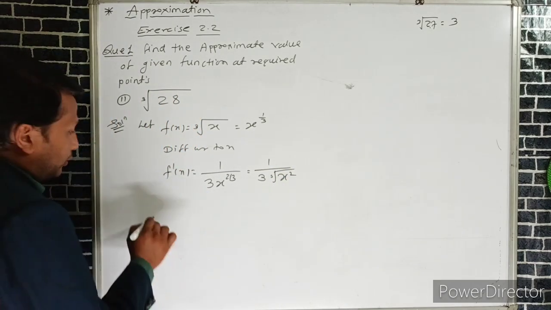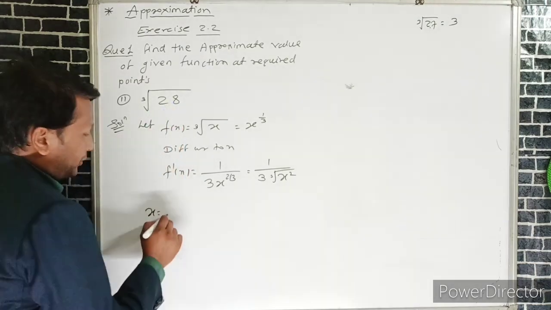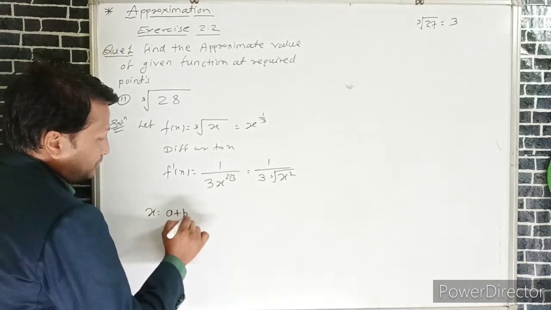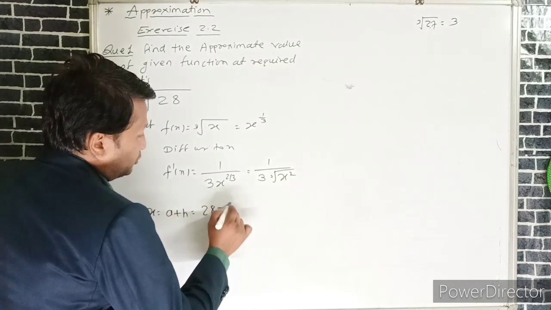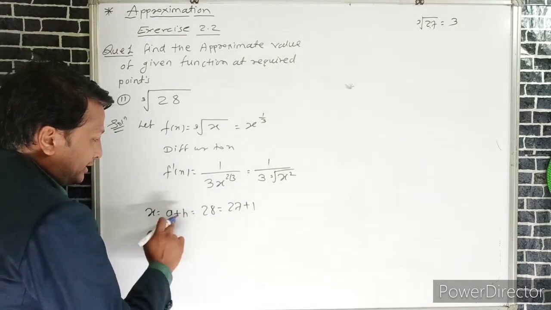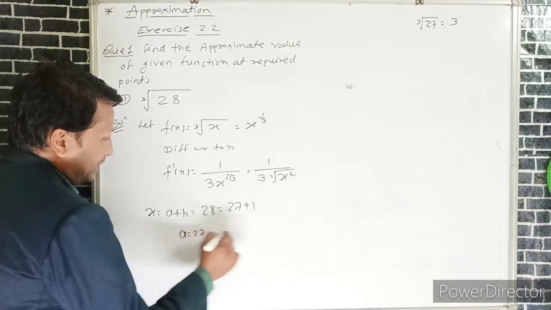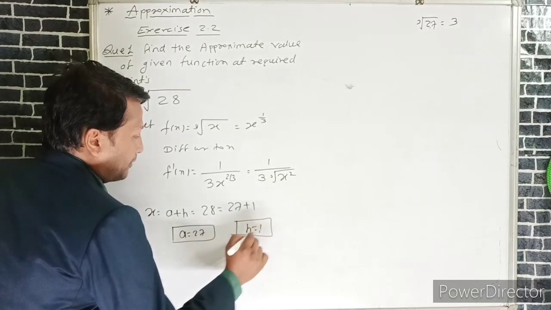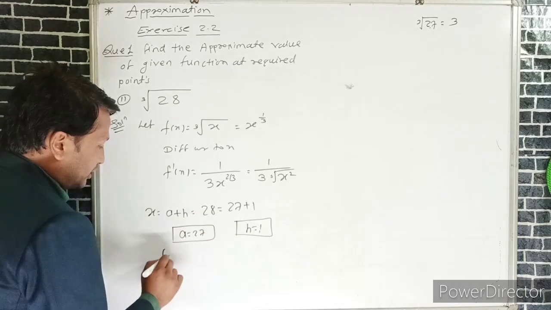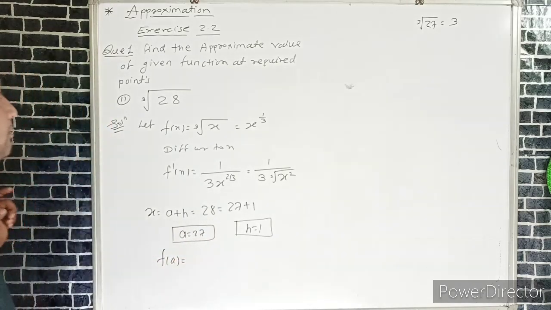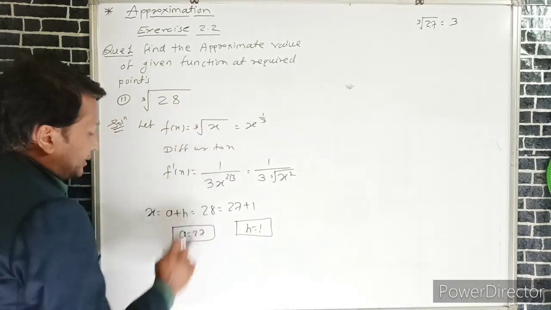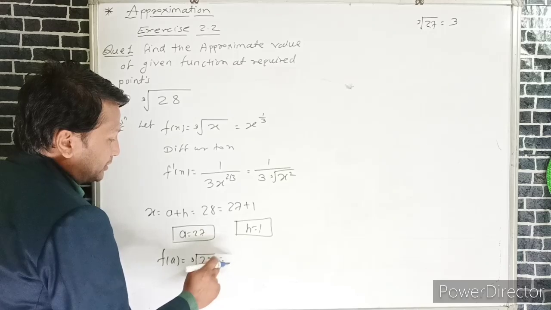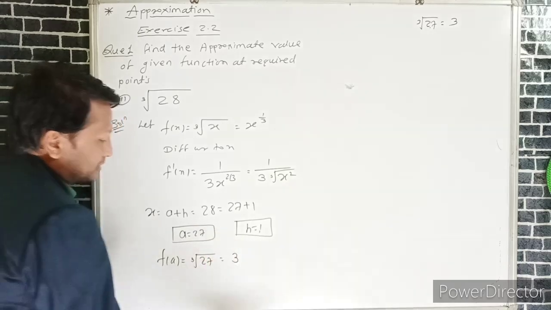So here we know that the value of x is 28. We can write 28 as a plus h, which means 28 is equal to 27 plus 1. Here we can write a is 27 and h is 1. So from this value we can evaluate f of a, where f of x is the cube root of x. f of a is the cube root of a, which means 27, and the value of the cube root of 27 is 3.